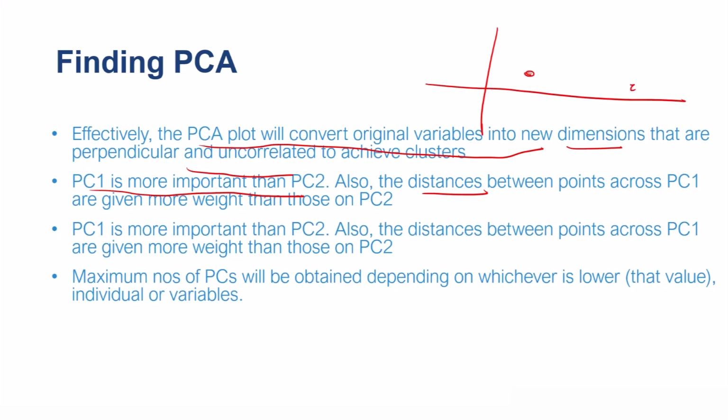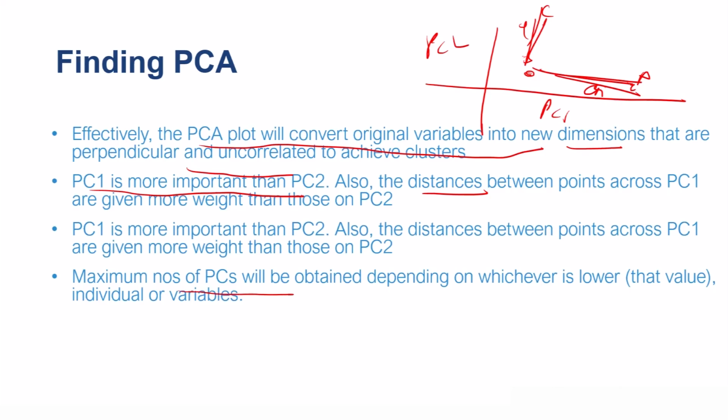Suppose there are 3 points, A, B, and C, and between them the distance is A here and A here. But because PC1 is more important compared to PC2, the distance along PC1 between A and B will have more meaning, or more weight, compared to the distance here.